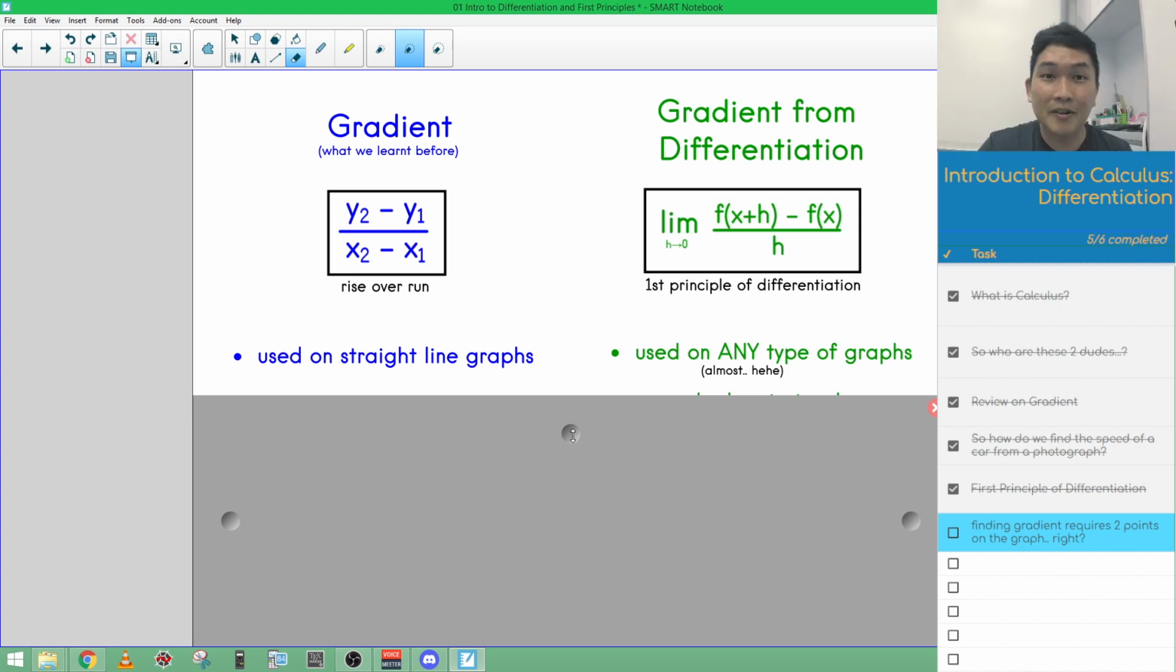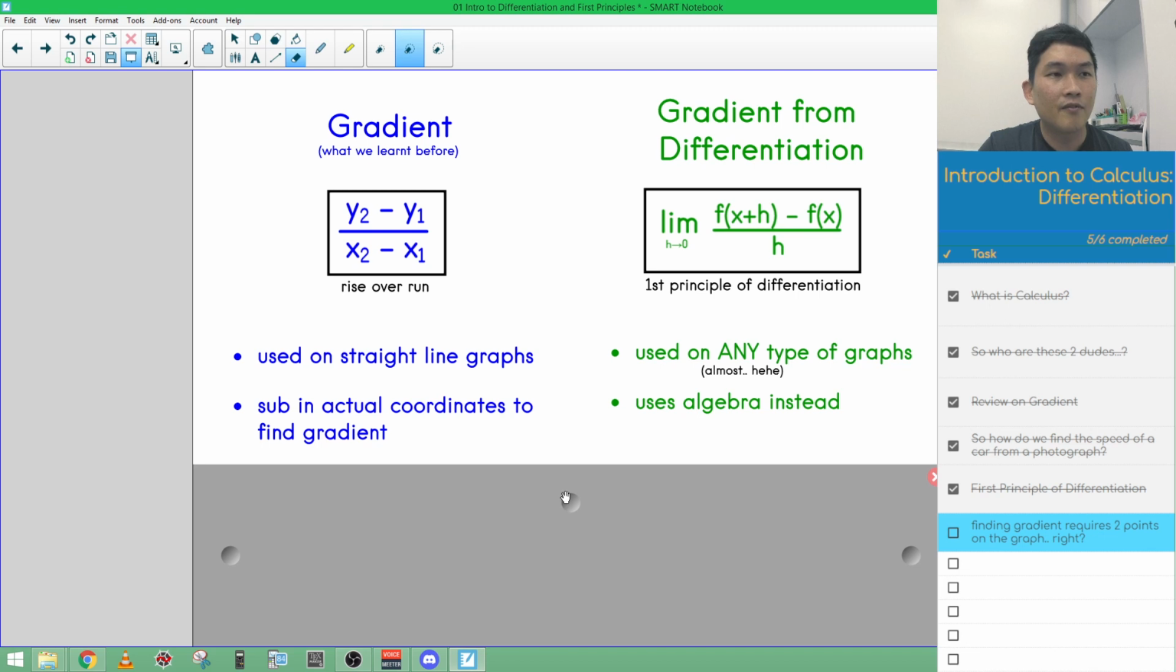The next difference is this. For straight line gradient, we get two pairs of coordinates, we substitute the numbers in, and we get a numerical value for the gradient. But for differentiation, we don't do that. We actually use algebra. Algebra is much more powerful. By using the letter x, we can represent every single point on the graph. So it's like working out every single point without actually working out every single point, if you get what I mean.